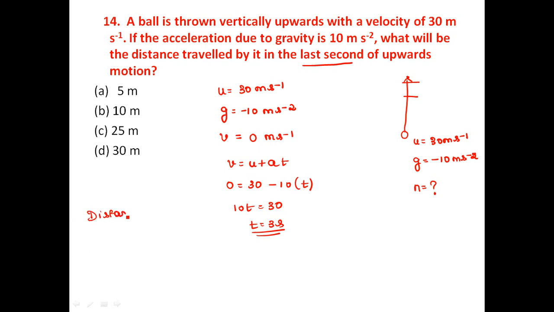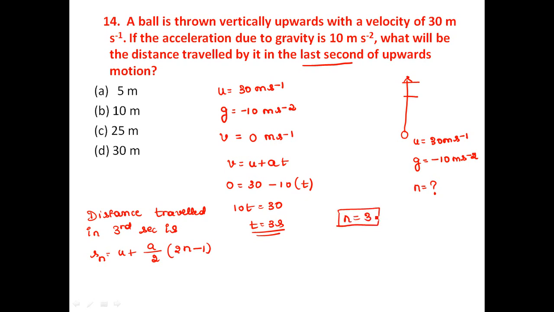Distance traveled in the third second: the formula is Sn is equal to u plus a by 2, 2n minus 1. You can also write it as u plus g by 2, 2n minus 1. What is the value of n for us? It is n equal to 3. The last second is the nth second, which is 3.